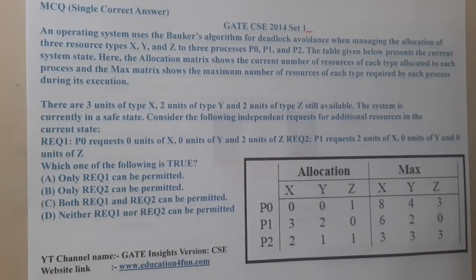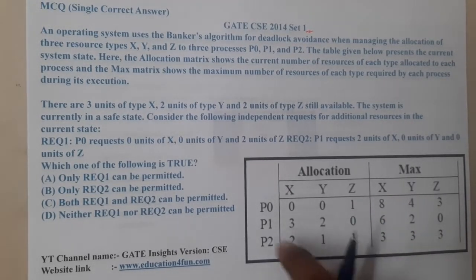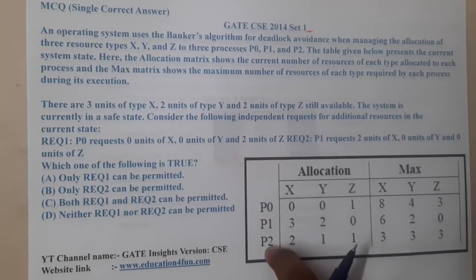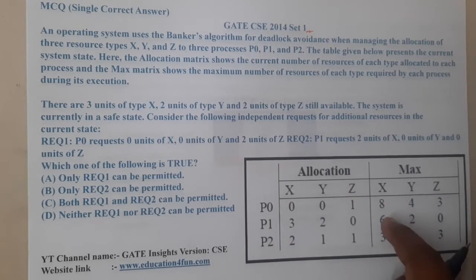The given question is: an operating system uses a banker's algorithm for deadlock avoidance when managing the allocations of three resources X, Y and Z to three processes P0, P1 and P2. The table given below presents the current system state.